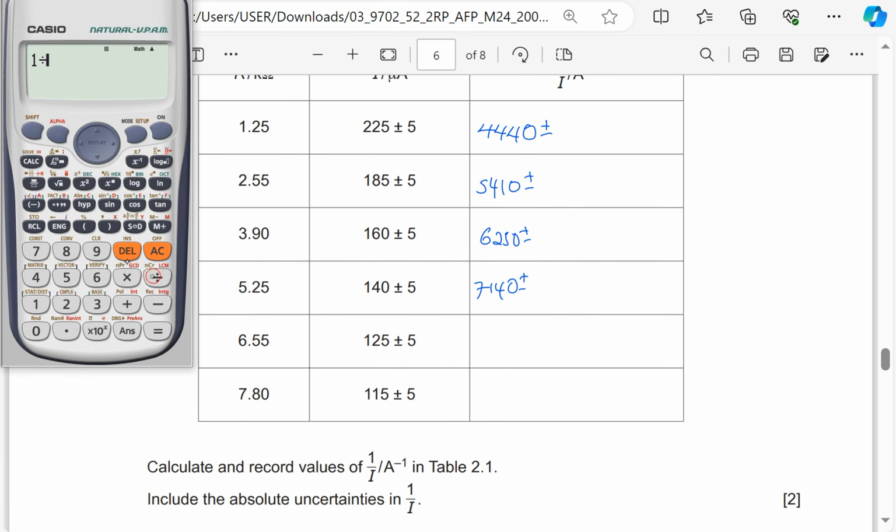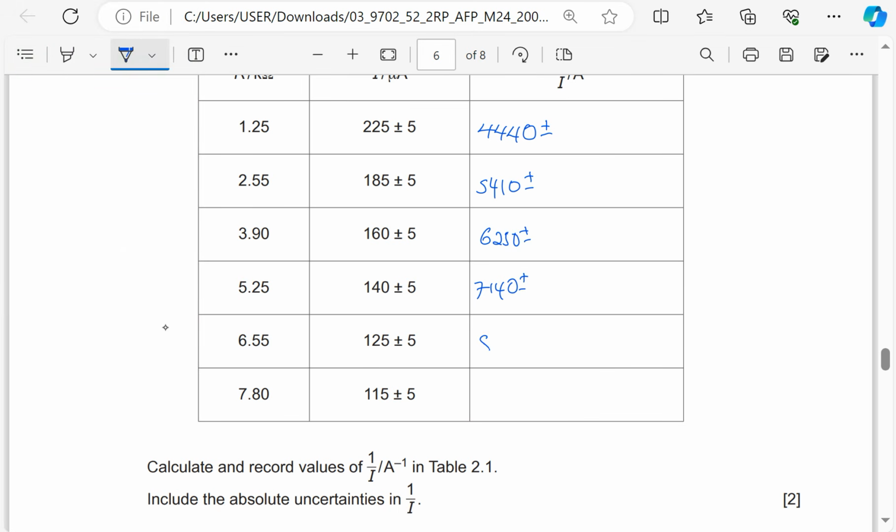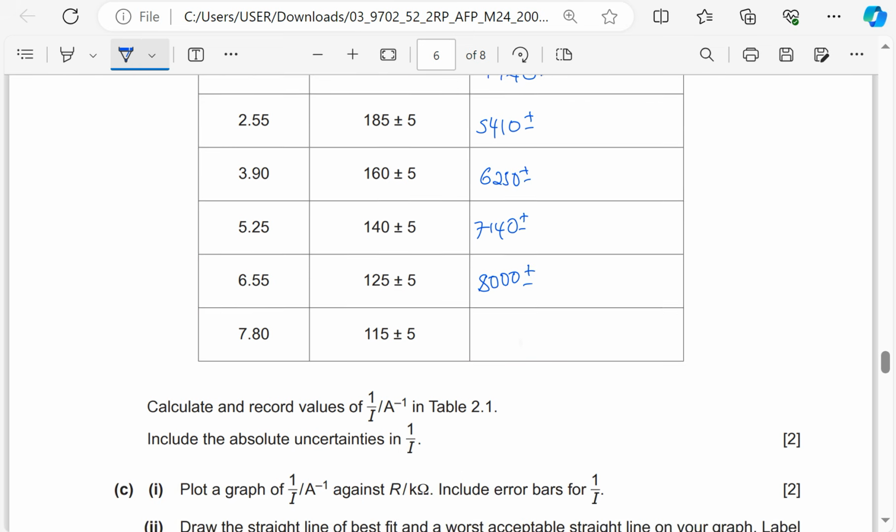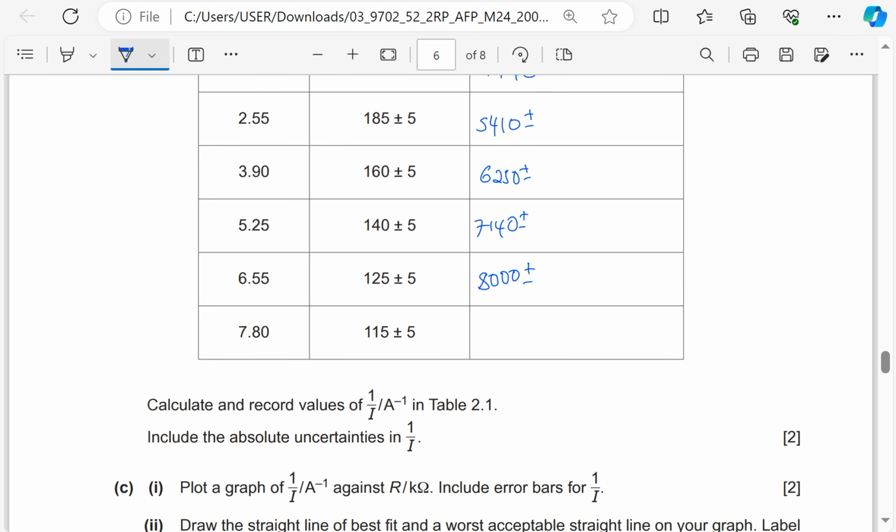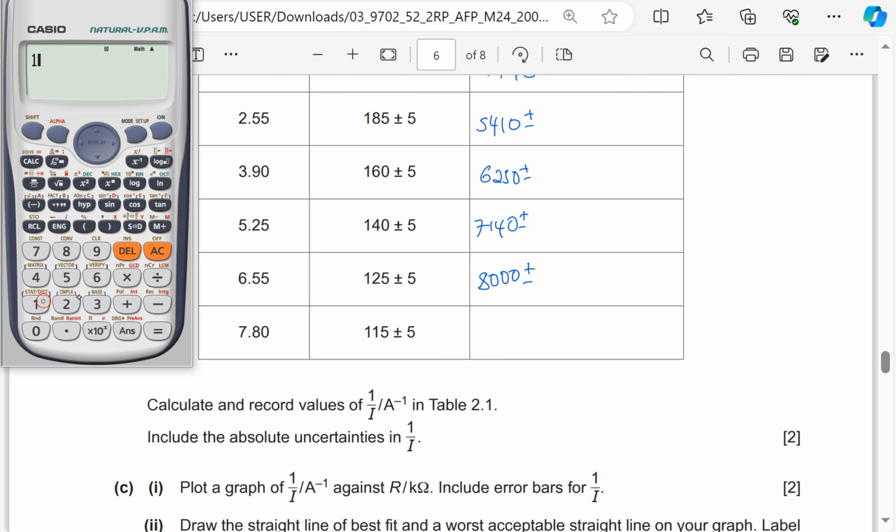Now this is the challenge. 1 divided by 125 exponent minus 6 is 8,000. Because these zeros are not as a result of rounding off, it means they are all significant. So more significant figures are allowed, but not less than 3. The last one is 1 divided by 115 exponent minus 6, so this is 8696 or 8700.